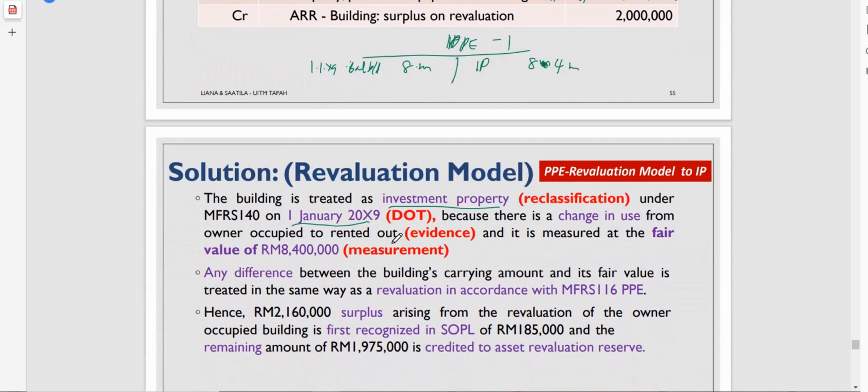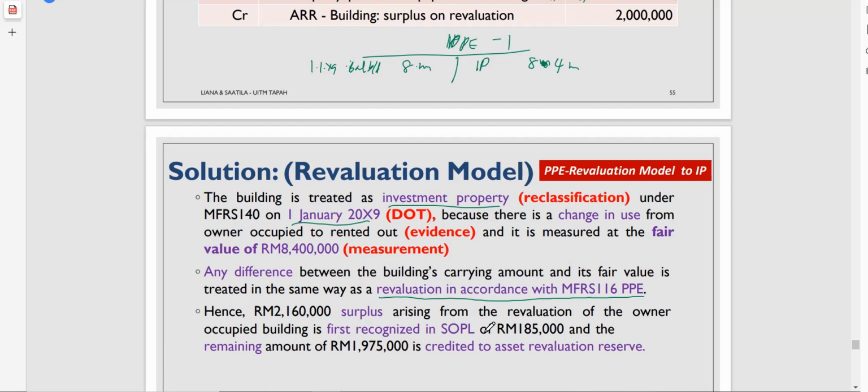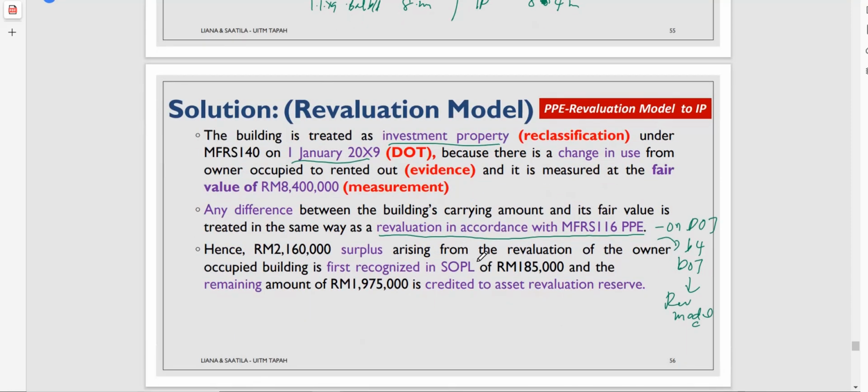So let us look at this situation for revaluation model. Any difference between the building carrying amount and its fair value will be treated in accordance with MFRS 116 PPE, treated as surplus or deficit, and this is on the date of transfer and also before the date of transfer. Why? The company's revaluation model is being applied for the PPE before it was converted or reclassified as IP.